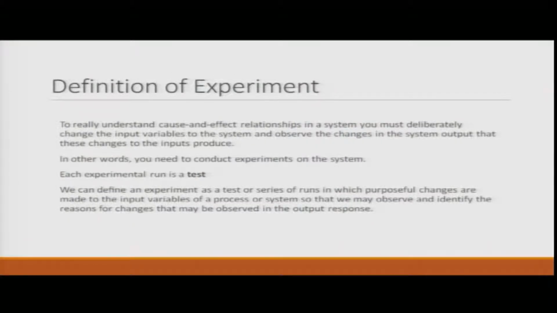So, definitions of basically what we mean by experiment. To really understand the cause and effect relationship in a system, you must deliberately change the input values to the system and observe the changes as they are happening in the system or output, that these changes have been affected by the input change.